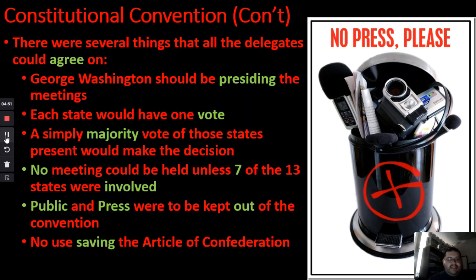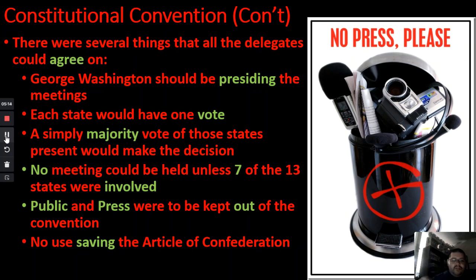Okay. The other thing they agreed on is each state would get one vote. Even though one state might have like 10 delegates, no. You guys all have to agree for your state to cast their vote for yes or no on something. A simple majority vote of those states present would make the decision.